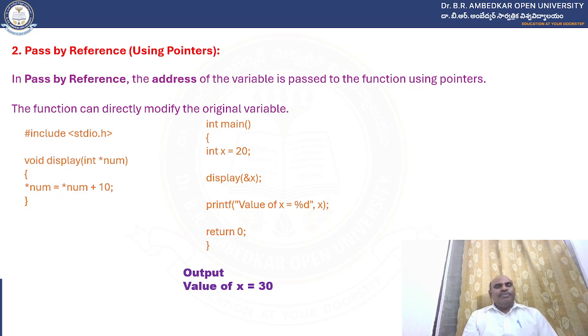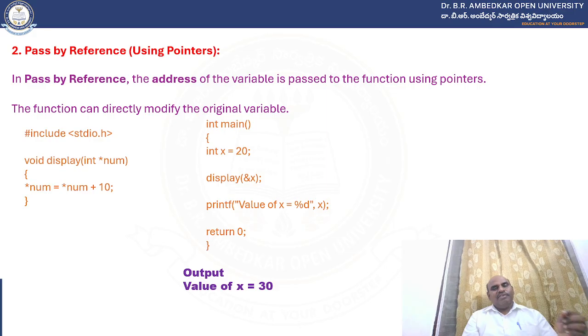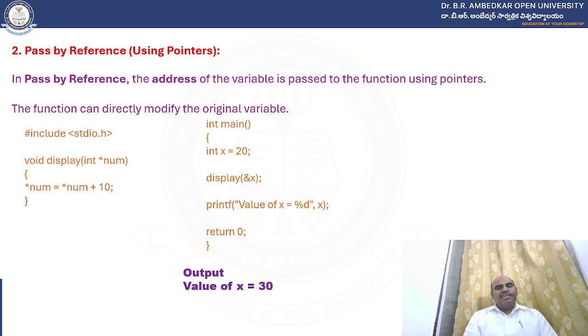See what I'm telling you: there are two ways of passing parameters. The first one is pass by value. The second one is pass by reference. In pass by value, we were passing the value in the previous example. Now what are we passing? The address. That's why display of x, so the x address we are passing. This is called pass by reference.